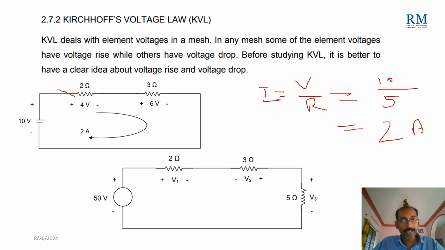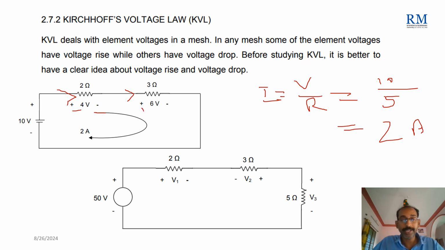Whenever current enters into a branch, this marks the polarity, plus and minus. So in the 2 ohm branch, the voltage drop is current into resistance, that is 4 volt. Again, the same current is flowing through this. That is the beauty of the series circuit. Though the resistance values are different, the current flow must be the same, right? The same 2 ampere is flowing here. 2 into 3 is 6 volt.